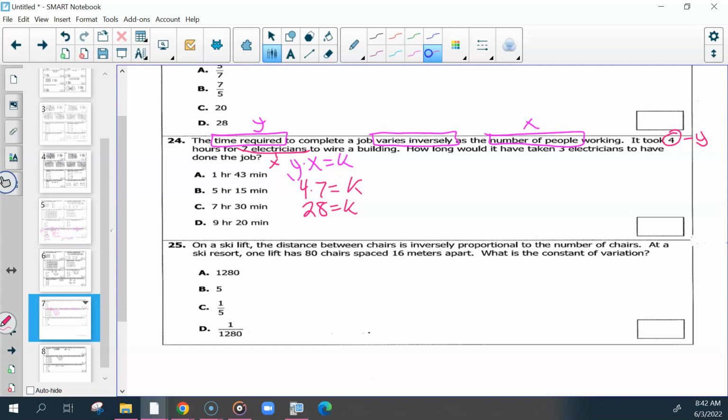Our equation for inverse variation is y equals k over x. We are looking for how long, so the time, we're looking for y. Would it have taken 3 electricians? That's our x. So we can put in these numbers. Y is going to stay the same. Our k value is now 28. Our x is now 3. And whatever that is.